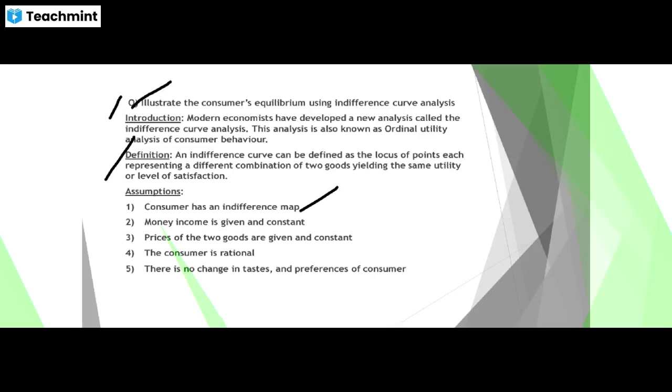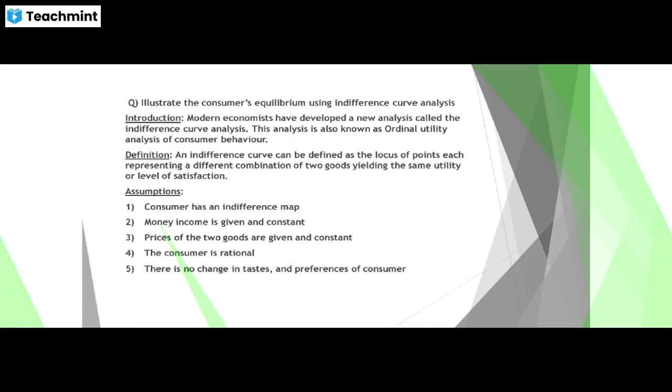The second one: money income is given and constant. That means consumer income is the same, it will not change. Third one: prices of two goods are given and constant. That means X good price and Y good price will not change. Fourth one: consumer is rational. That means the consumer is selfish, you want to get maximum satisfaction. And the last one: there is no change in taste and preferences of the consumer.